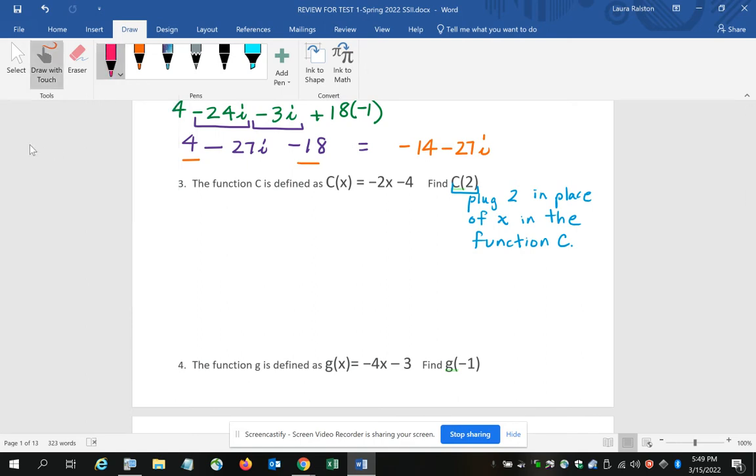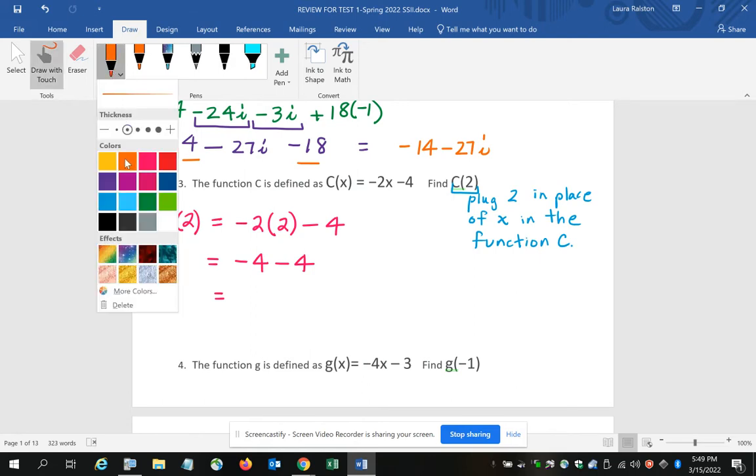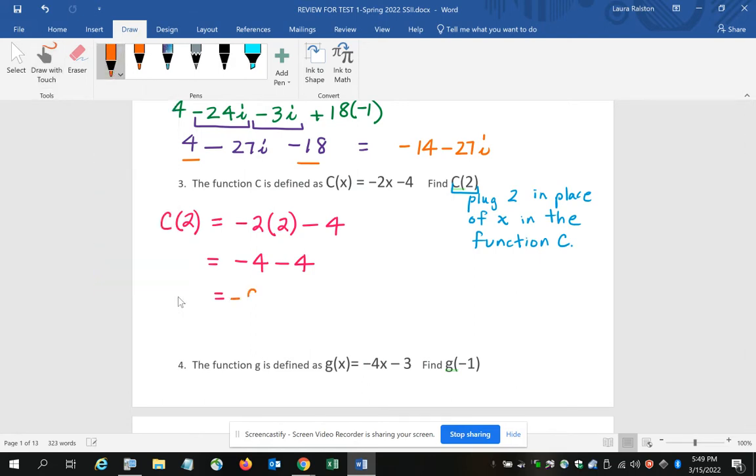So I would have c at 2 equals negative 2 times 2 minus 4. Again, do the math. If you need to, use a calculator. Negative 2 times 2 is negative 4 minus 4, and negative 4 minus 4 is going to give you negative 8. So c at 2 equals negative 8.